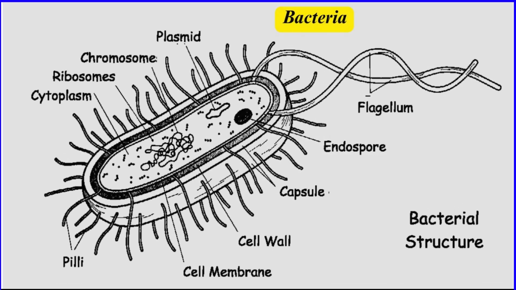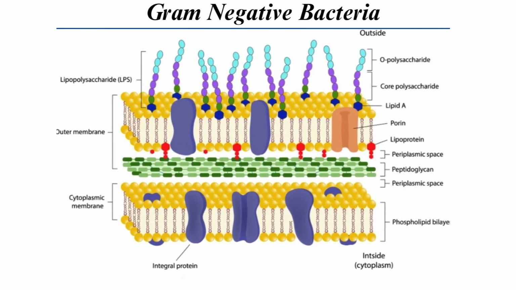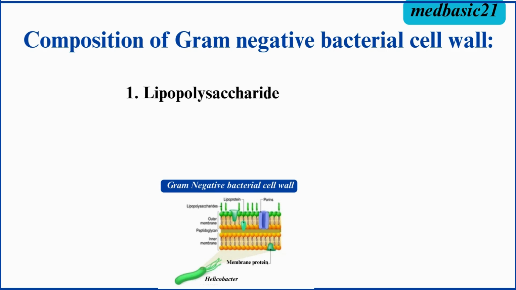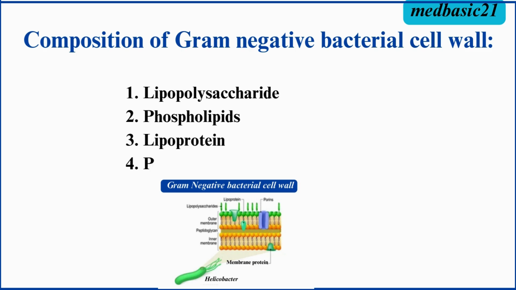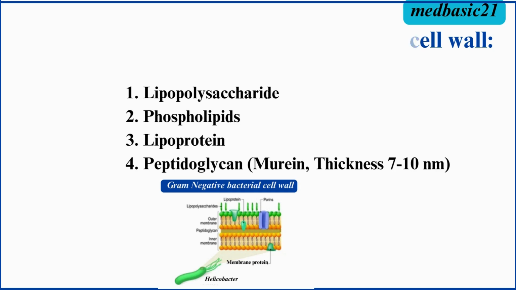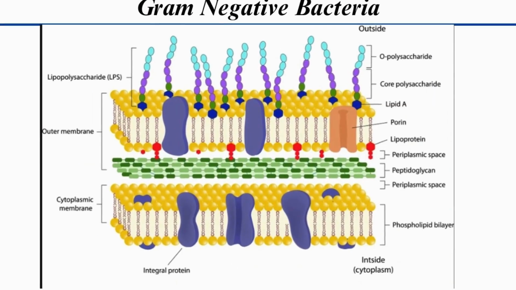Now our discussion about bacterial cell wall of gram-positive and gram-negative. Composition of gram-negative bacterial cell wall. Lipopolysaccharide. Phospholipids. Lipoprotein. Peptidoglycan, murein, thickness 7 to 10 nanometers. Figure, gram-negative bacterial cell wall.